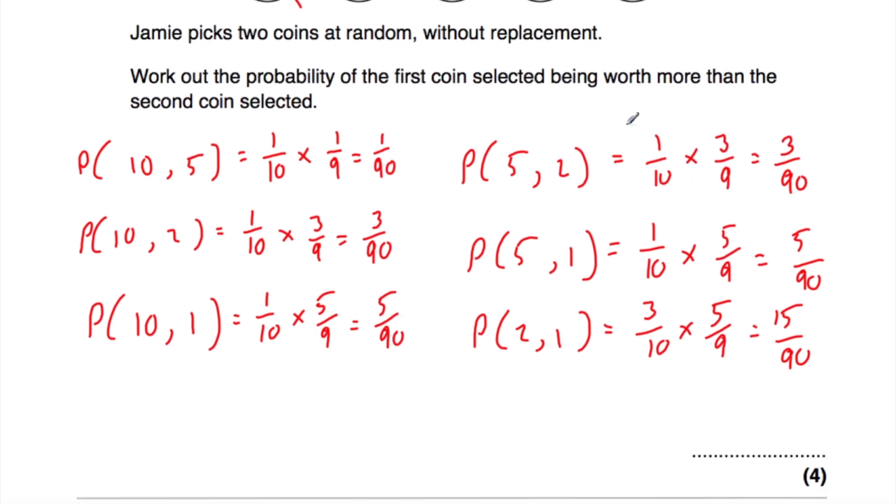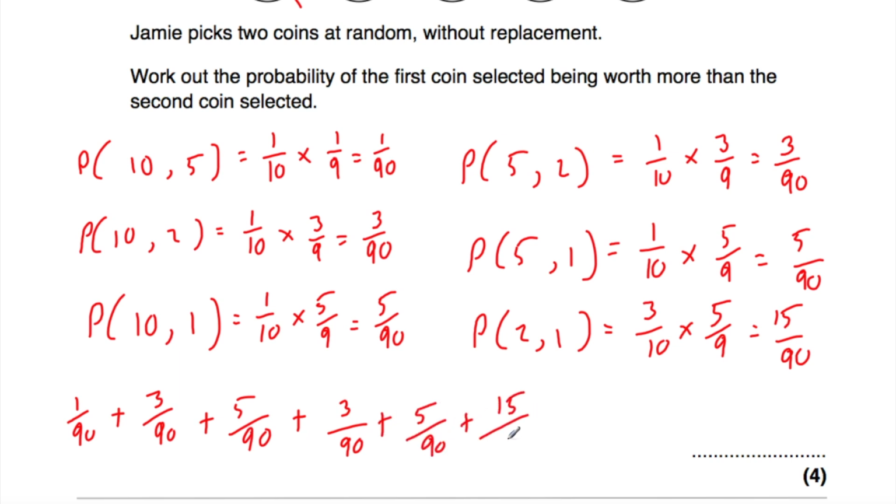Now we're going to add these together because we want to find the probability that the first coin selected is worth more than the second coin selected. So that's all these options. If we add together the probabilities, that'll give us our answer. So let's do 1/90 plus 3/90 plus 5/90 plus 3/90 plus 5/90 plus 15/90. Again, you could type this into your calculator. I'm just going to do it without a calculator for the moment, because all those fractions have 90 on the denominator, so I'm just going to put 90 there.